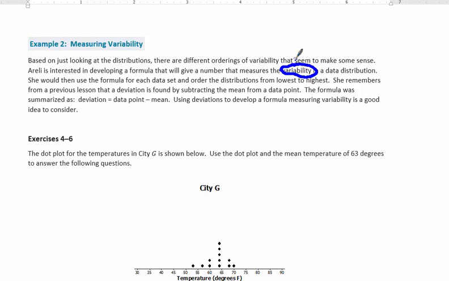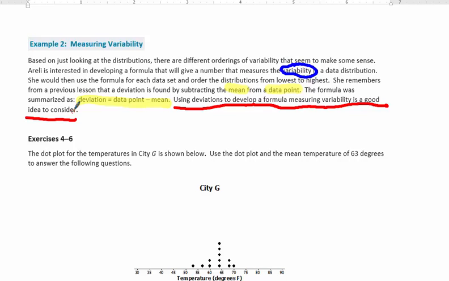She remembers from a previous lesson, because Aurelia is a genius, that a deviation is found by subtracting the mean from a data point. So remember, I'm subtracting the mean from a data point. The formula from the previous lesson was what? Deviation is data point minus mean. So using deviations to develop a formula measuring variability is a good idea to consider. I'm going to repeat that again and underline it. Using deviations to develop a formula for measuring variability is a good idea to consider.